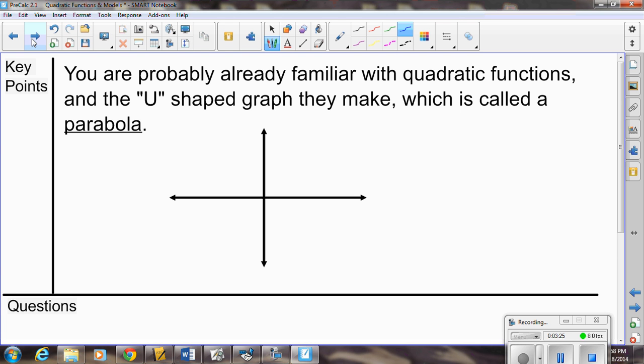You're probably familiar with the U shape of quadratic functions. They have this general shape. You should also remember that this general shape is called a parabola. The function, that is the algebraic equation, is called a quadratic, but the picture, your graph, is a parabola.